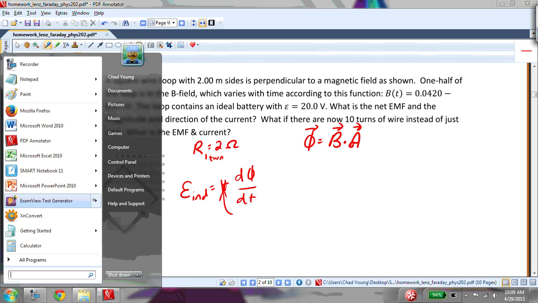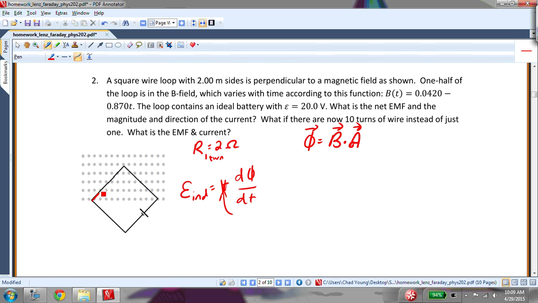My area is the area of this square that's within the magnetic field. So I had a square that's 2 meters by 2 meters. So the area of the whole square is 4 square meters. And it's going to be 1/2 of that. 1/2 of 2 meters times 2 meters. Or you can think of it as the area of that triangle, which is 1/2 base times height. And that's just equal to 2 square meters. All right, so that's my area.